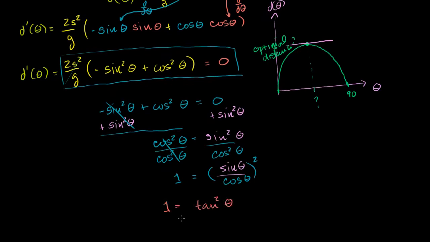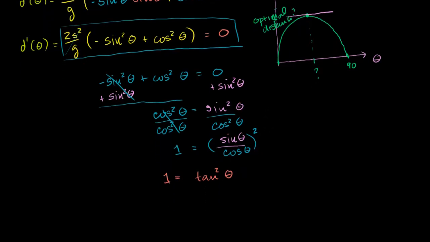Or we could take the positive square root of both sides of this equation. Tangent is positive over the interval from 0 to 90 degrees, so that's fine to do. The positive square root of 1 is 1, so 1 is equal to tangent of theta. Then you take the arctan of both sides, and you get the arctan of 1 is equal to theta. This is just a fancy way of saying theta is the angle whose tangent is 1.